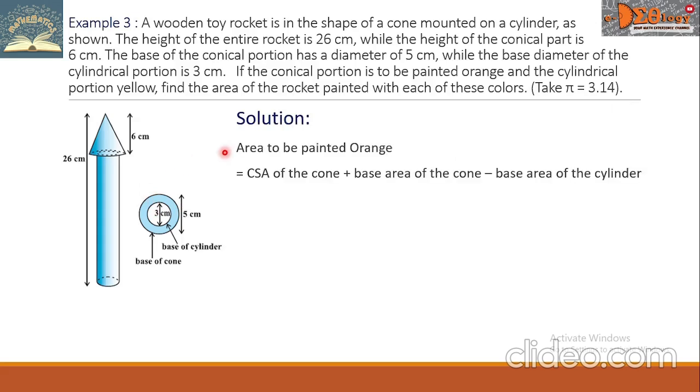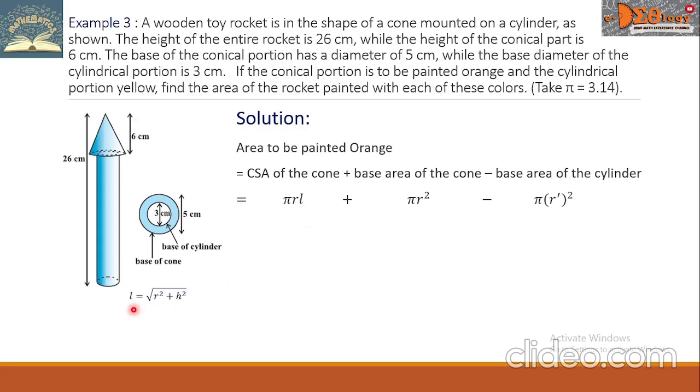Let's begin with the area to be painted by orange. That is equal to CSA of the cone plus base area of the cone minus base area of the cylinder. We substitute the values. We have pi r times L plus pi r squared. R here is the radius of the cone minus pi r prime, and that is squared. R prime here is the radius of the base area of the cylinder. In the first formula, we need the value of the L. Let us solve for L.